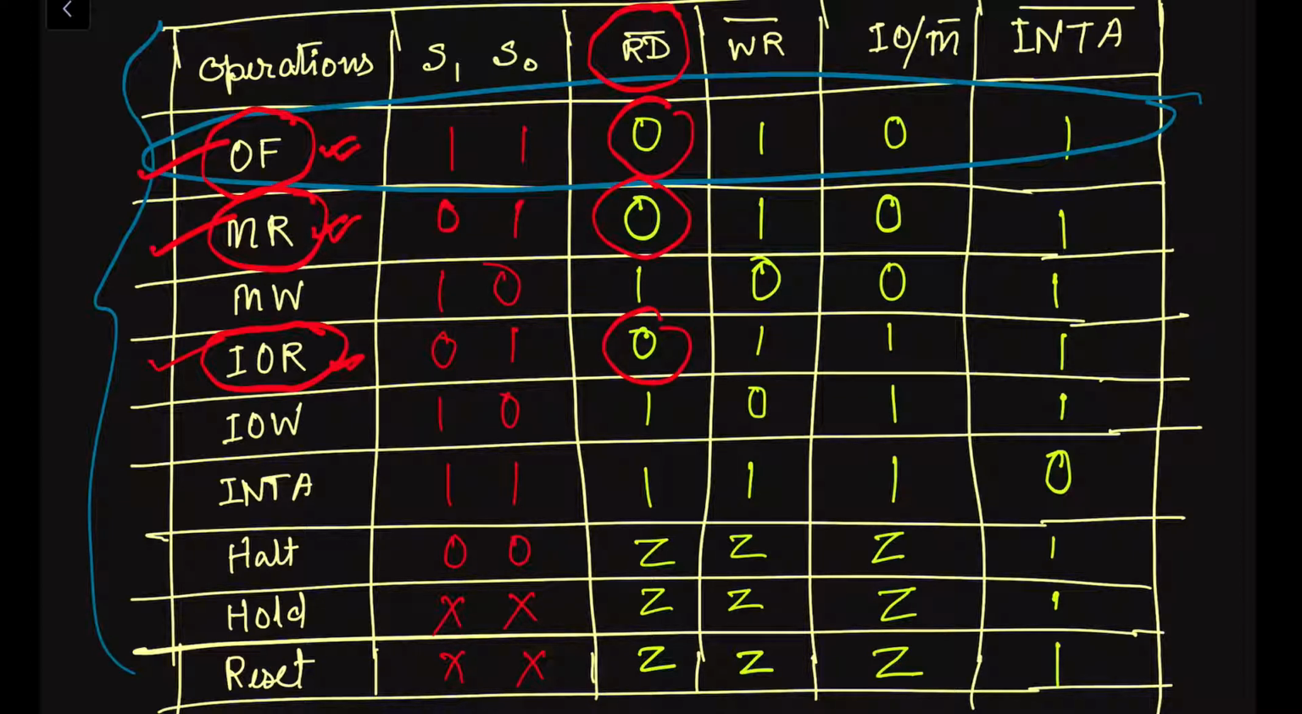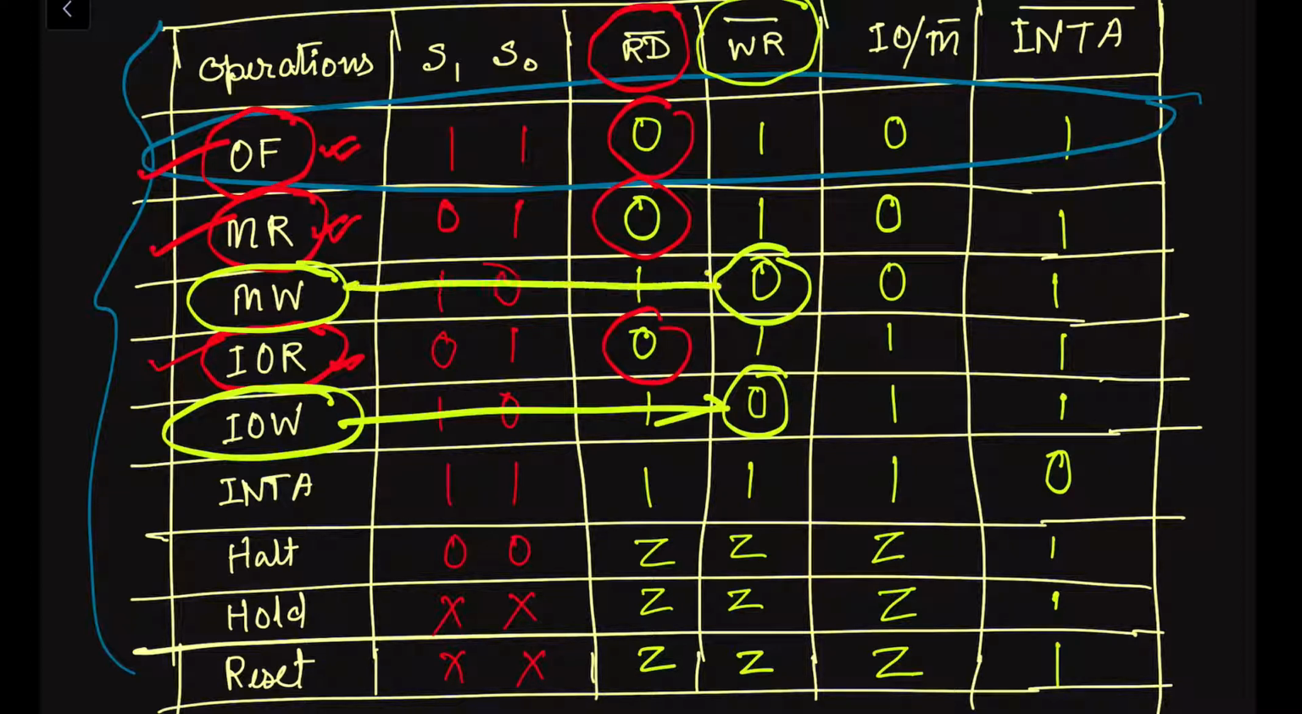Similarly, now let us see what about the write operation. In the case of write operation, it is also an active low signal. In the case of an active low signal, when it has a 0 value, it is going to perform the write operation. So for the write operation, we have two write operations. This one is the memory write, and input output write, okay. So for these two operations, the values are 0 and 0. Why are these 0? Because this is the write operation, and WR bar is the active low signal, okay.